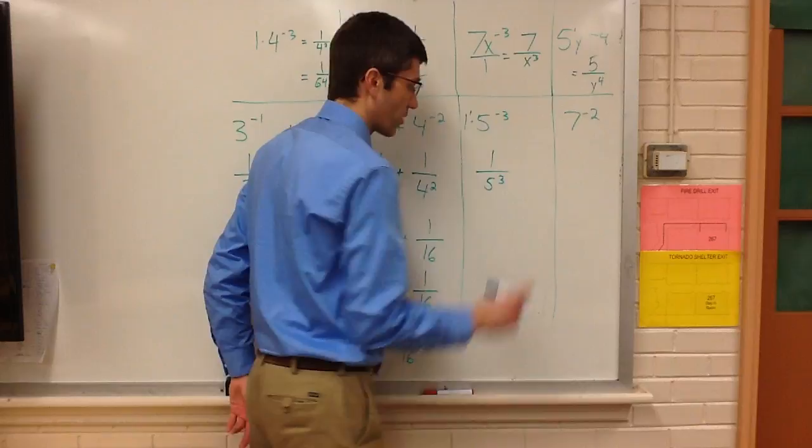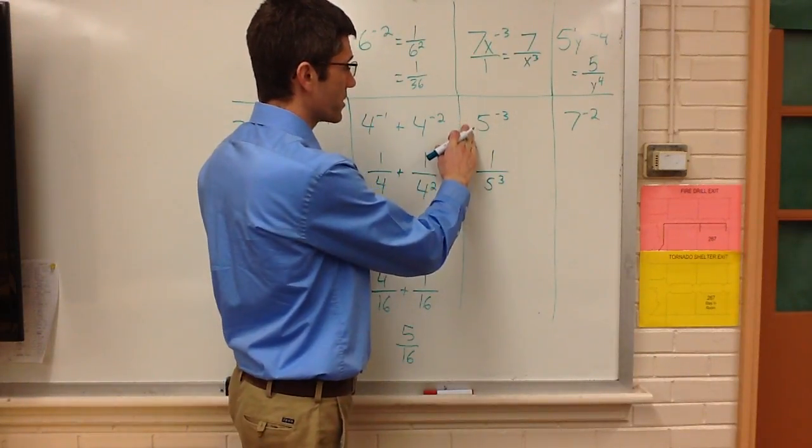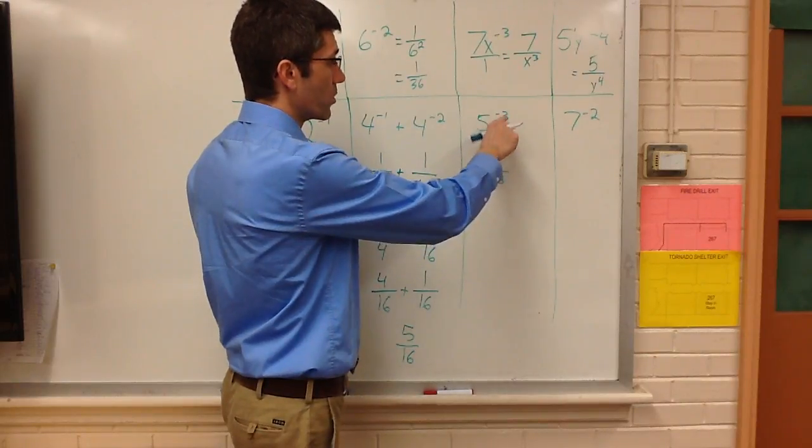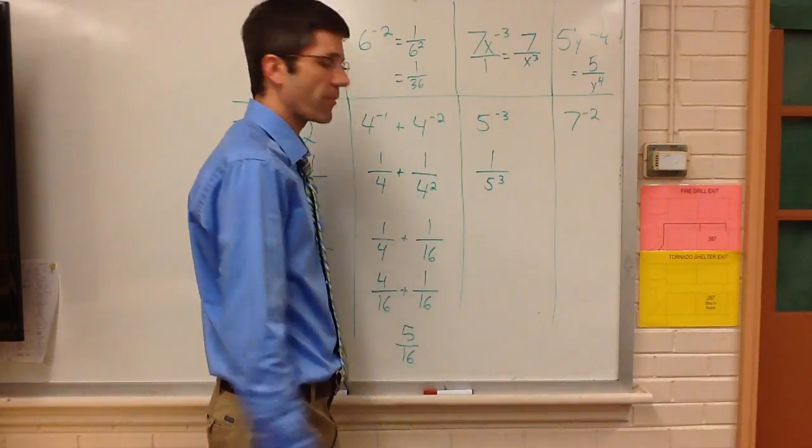We have 5 to the third. 1 over 5 to the third. If this understood 1 business made no sense, you can just erase it. Move this to the bottom and be like, hey, I need something to hold its place, and it's a 1. Okay, 5 to the third.